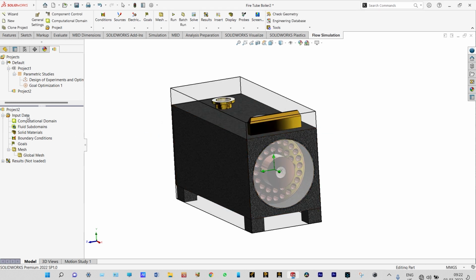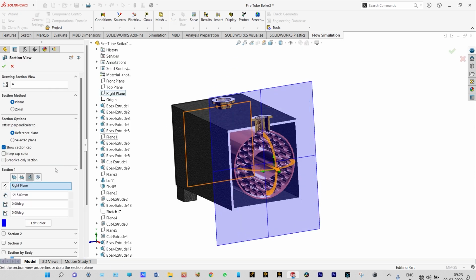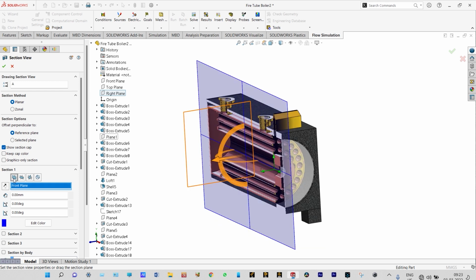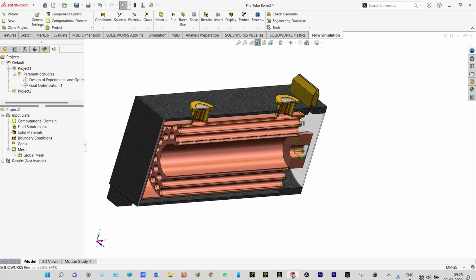We can hide this domain for applying our boundary conditions. Let us hide the computational domain, and we need to select different fluid domains. For selecting these fluid domains, it is better to have a segmented view, so we can cut it from the front plane and provide specific locations, right? Now we need to apply boundary conditions, and for that, initially you need to select fluid subdomains. Here we have 3 different fluid subdomains. Insert fluid subdomain.